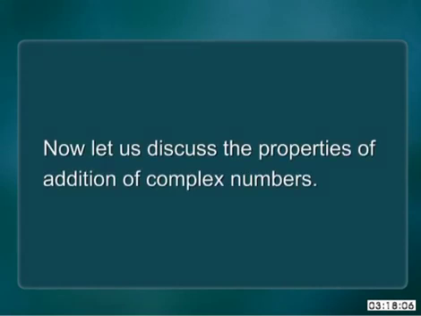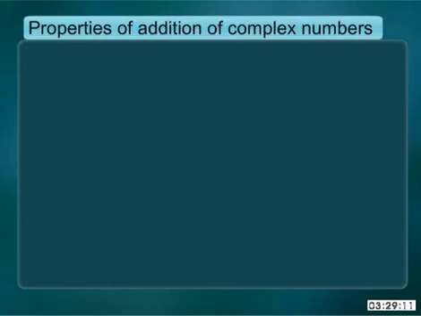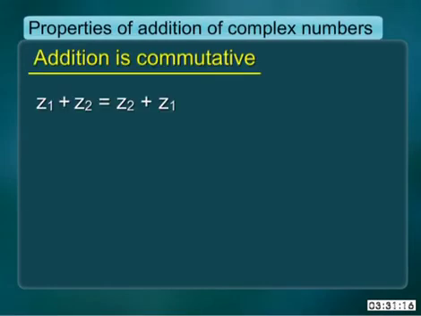Now let us discuss the properties of addition of complex numbers. The first property states that the addition of complex numbers is commutative, which means that for any two complex numbers Z1 and Z2, we have Z1 plus Z2 is equal to Z2 plus Z1.